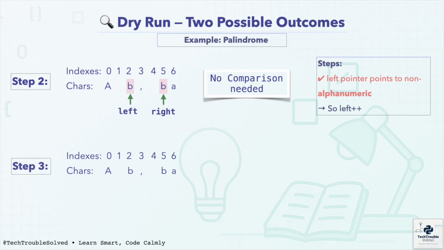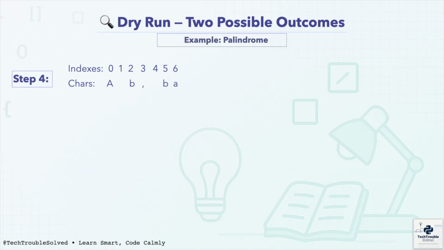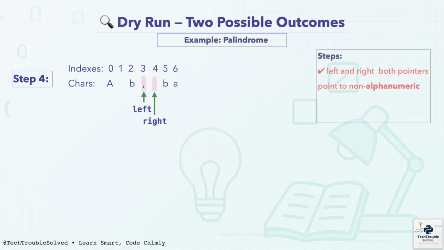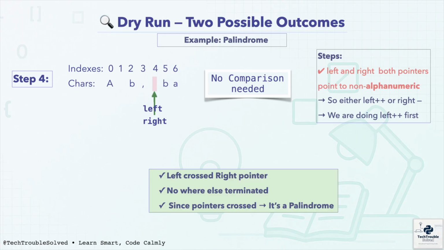And we continue. Now both pointers are again on valid characters. We compare them and they match. So once again we move both pointers inward. Now both left and right pointers point to non-alphanumeric characters. So either we can move the left pointer forward or right pointer backward. In this case, we are going to move the left pointer forward. At this point, the left pointer crosses the right pointer. That means all required comparisons are done and no mismatch was found. So this string is a palindrome.